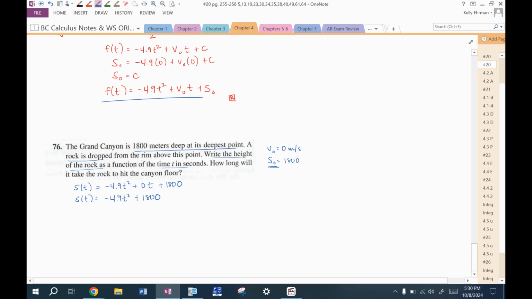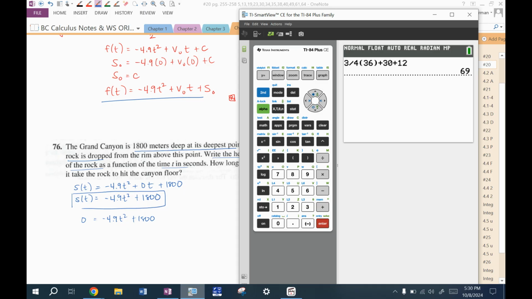So I did not need calculus to do that because I did calculus before to kind of show why that equation's true. And then find how long will it take the rock to hit the canyon floor. So that's when the position is 0 from 1,800 meters up. Okay, so we can solve this for t squared, right? I can say subtract 1,800, divide by negative 4.9. So this is what t squared is equal to.